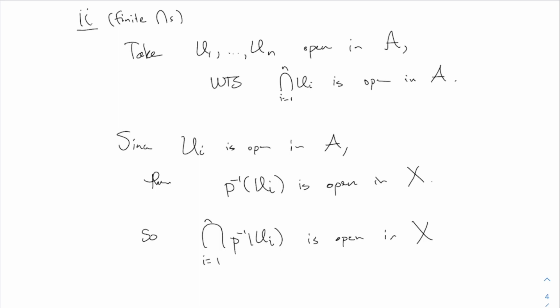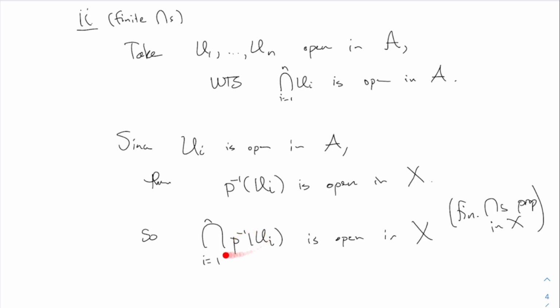So this is the finite intersections property in X, right? You may be worried I'm using what I want to prove. I'm not. We're trying to prove the finite intersections property for A, right? But we assume already that X is a topological space, so we can use the finite intersections property in X. All right? And is that what we wanted?